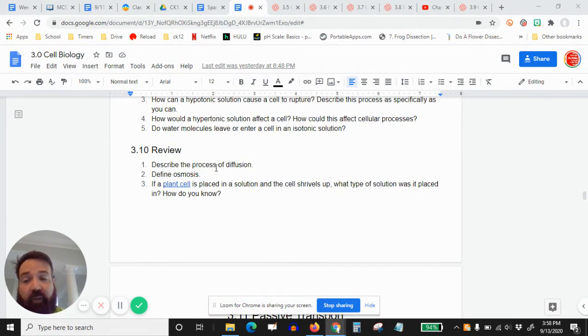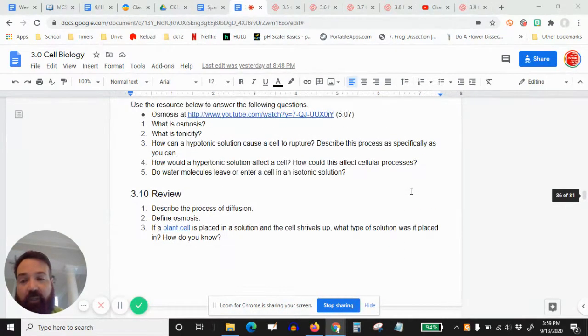Number 1, describe the process of diffusion. Number 2, define osmosis. Number 3, sorry for the dog. If a plant cell is placed in a solution and the cell shrivels up, what type of solution was it placed in? How do you know?